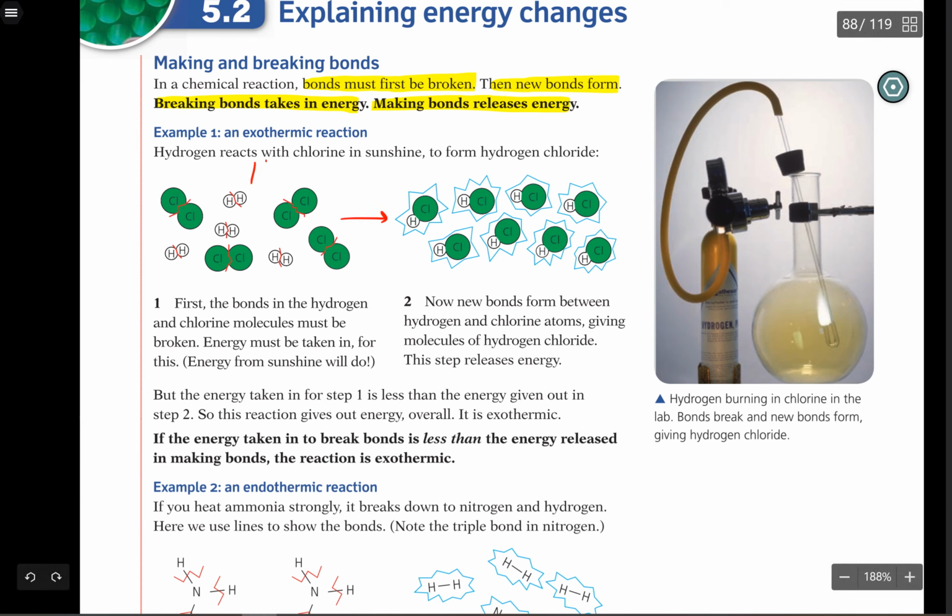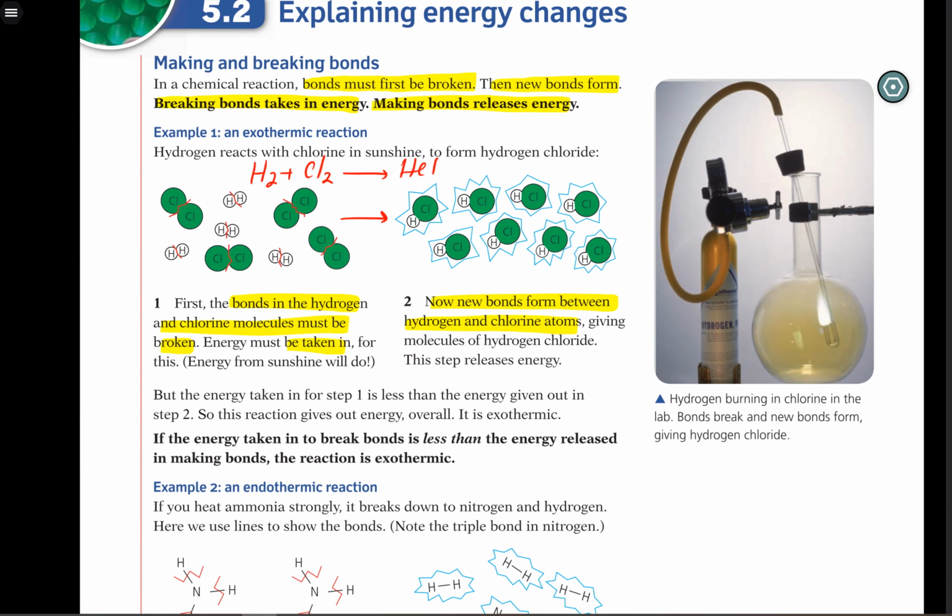So what do you have on the reactant side? You have H2 and Cl2 molecules. They are converting to the HCl. So as we said, we have two steps in this reaction. The first step is that the bonds between the reactant molecules must be broken. So the bonds in the hydrogen and chlorine molecules must be broken, and this process takes in the energy. We need the energy for breaking the bond. The next step, new bonds form between the hydrogen and chlorine atoms.